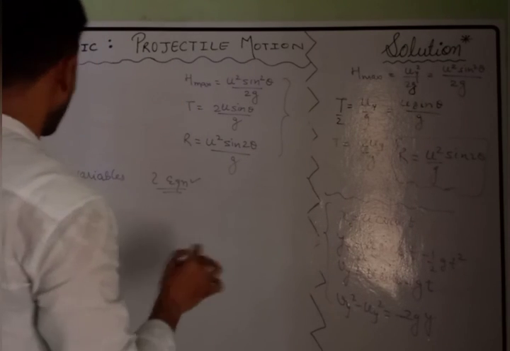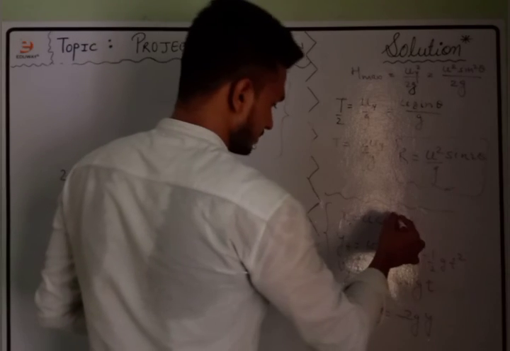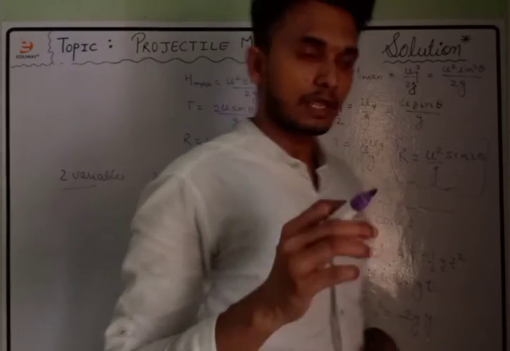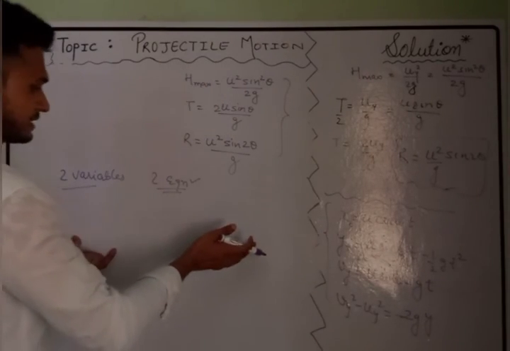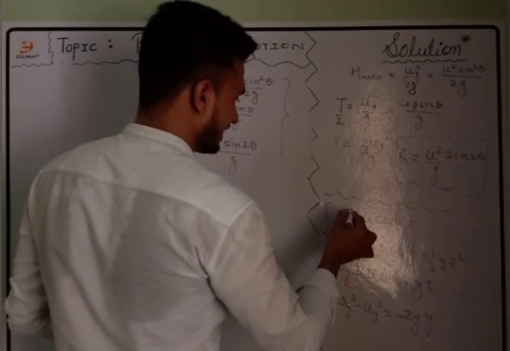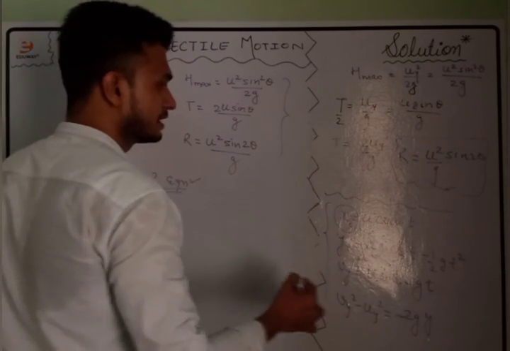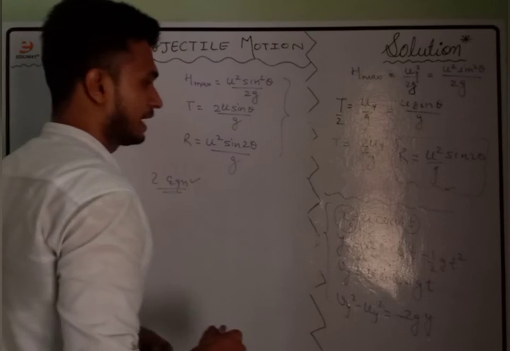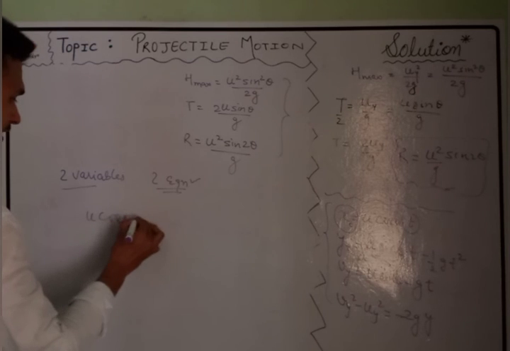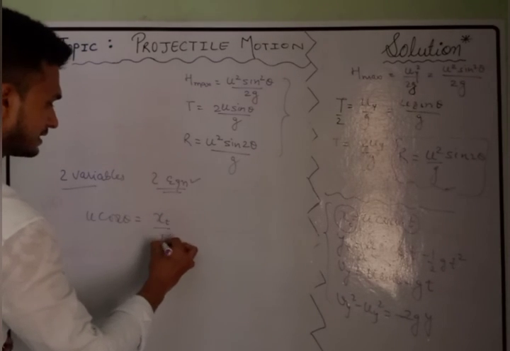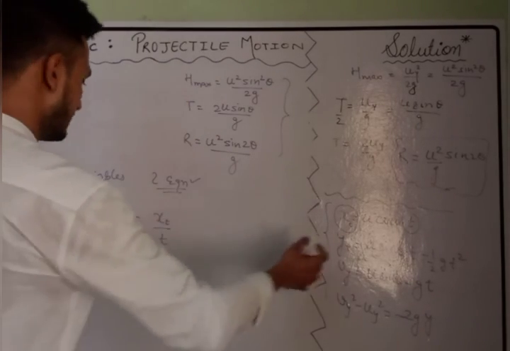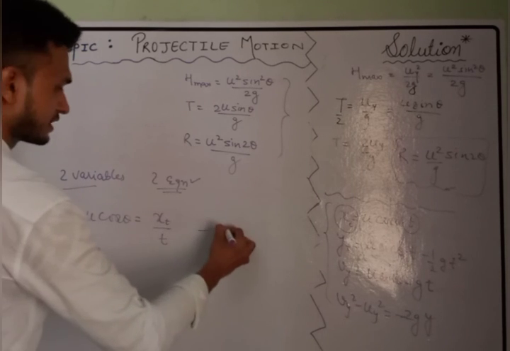You need to apply these formulas in order to solve the problem. We know the horizontal distance, that it is 8 meter. When x is 8 meter, at that time there will be some value of time t, and the time t is already known to us. With this help we can say that u cos theta is equal to x by t, the horizontal distance, that is the 8 meter, divided by the time limit. So this is one equation that you can use.